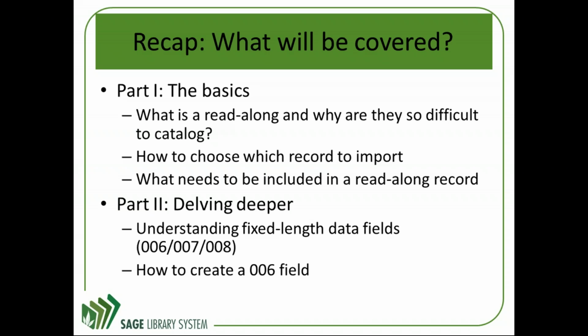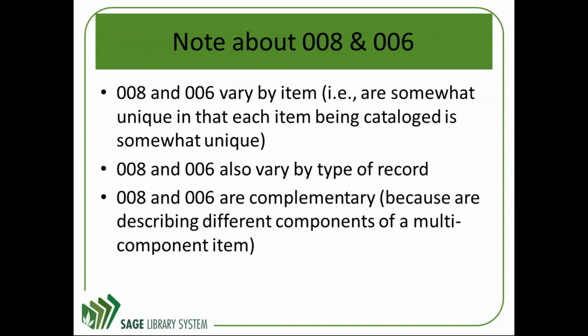Well, we'll talk a little bit about the different record types, just to make sure that everyone still understands the different distinctions. Before we get started, because we're going to spend so much time today working specifically on the fixed length data fields, and in particular the 008 and the 006, I wanted to offer a few notes about the 008 and the 006, things that hopefully you'll be able to keep in mind as we start looking at these different fields.